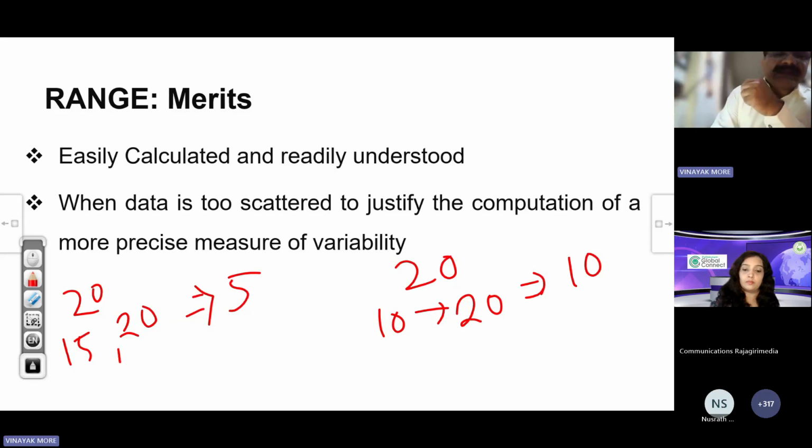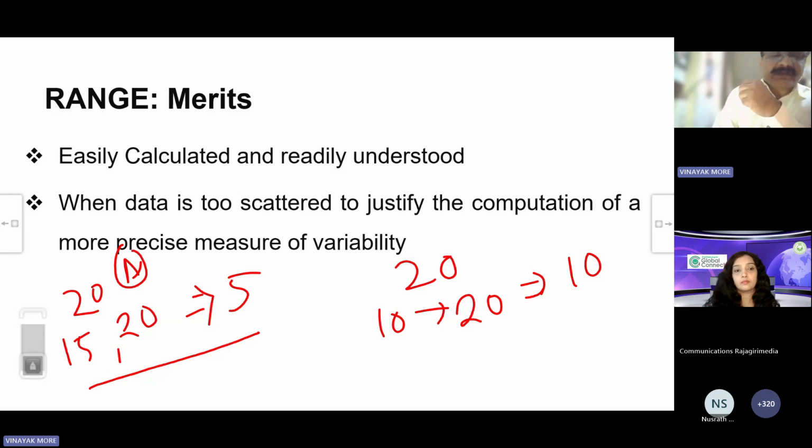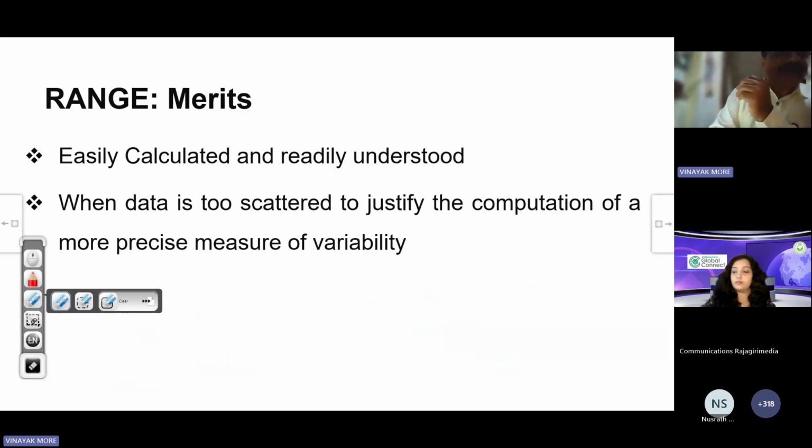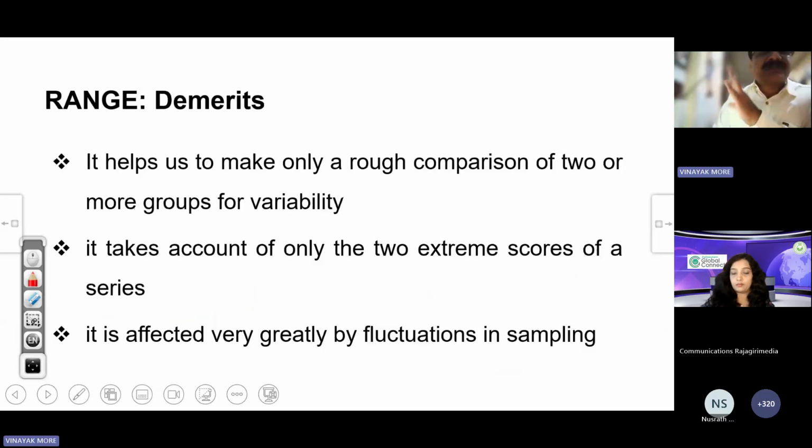So you can say division A has a unanimous, good performance, because all students' achievement is quite high. But in this class, there are some students who have scored less. So to do these comparisons also, we can use the range. So this is just the initial basic statistics.